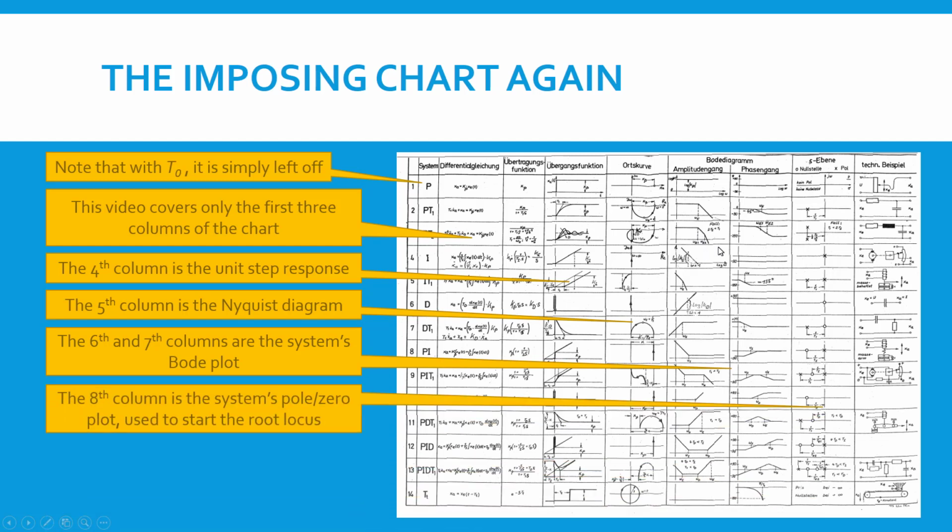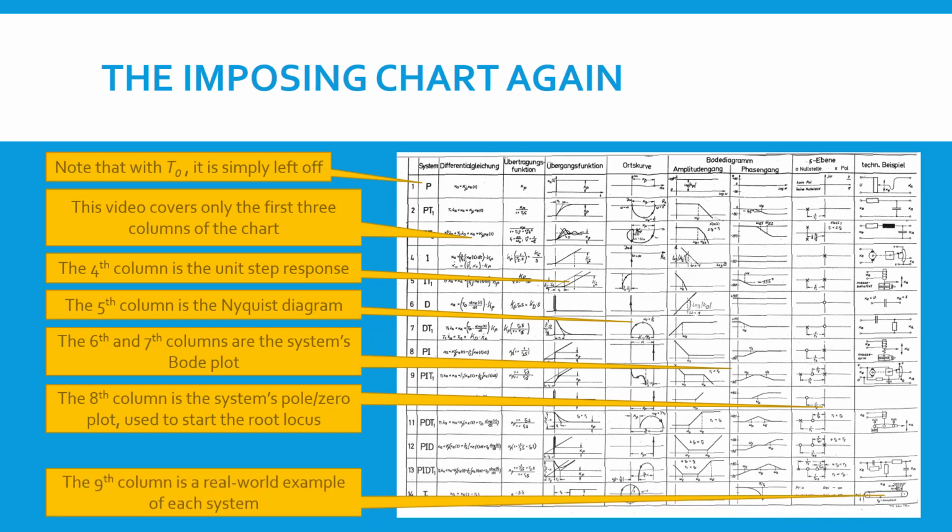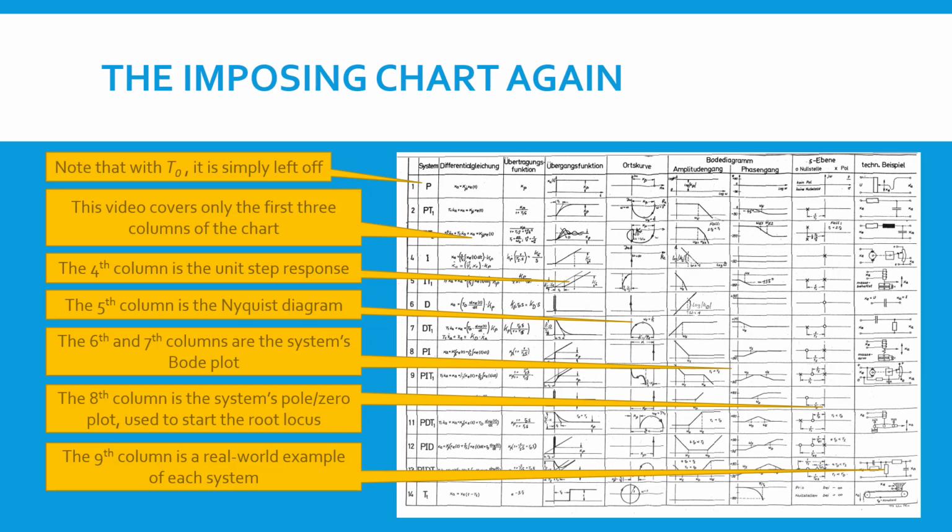And then in column 8 is the pole zero plot of each one of these systems. This is the start for the root locus of the system, also to be covered in other videos in this series. And then in the last column are technical, practical examples of each one of these different systems.